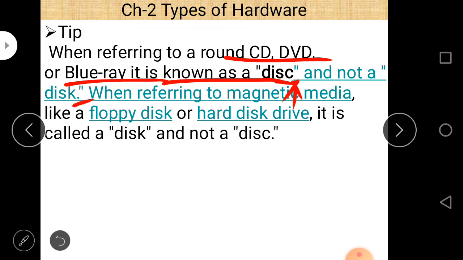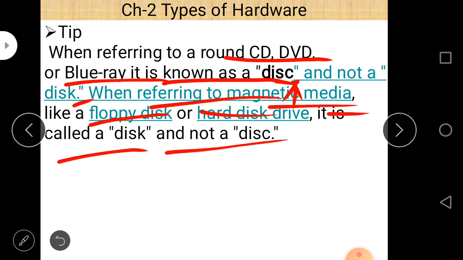When referring to magnetic media like a floppy disk or a hard disk, it is spelled disk, with a K, not disc. So for magnetic media, the word disk is used, and for optical media, the round CD, DVD, or Blu-ray, disc is used, with a C. So this is the basic difference, the concept related to magnetic media and optical media.